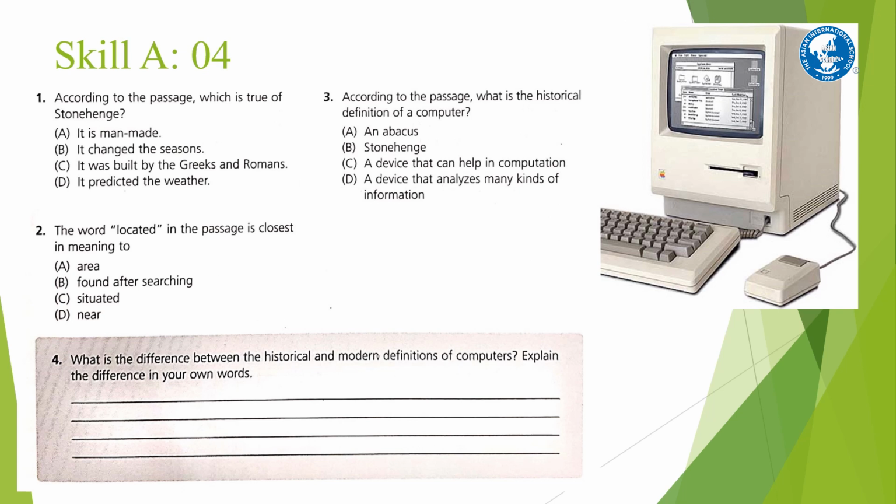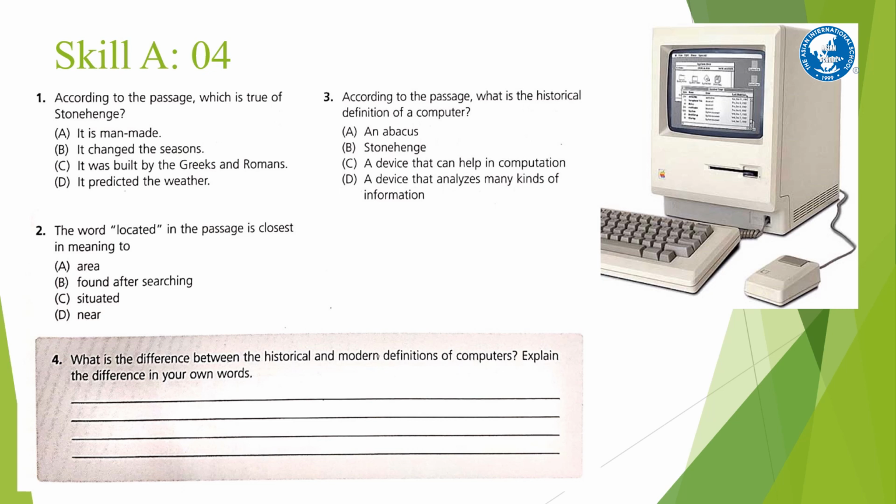Okay, so question 1. According to the passage, which is true of Stonehenge? Is it A, that it is man-made, B, that it changed seasons, C, that it was built by the Greeks and Romans, or D, that it predicted the weather? I did have to look twice at this one when I read it. It confused me for a second until I noticed the subtle changes in wording. So the correct answer was A, that it was man-made.